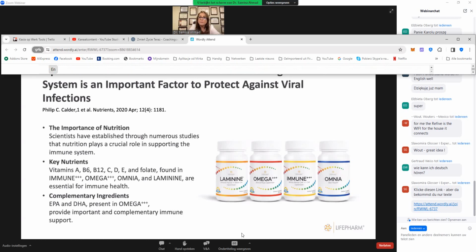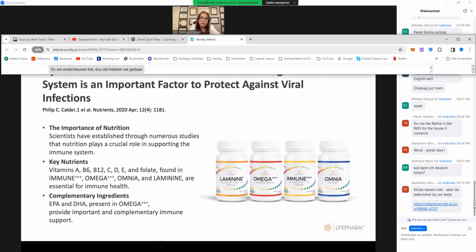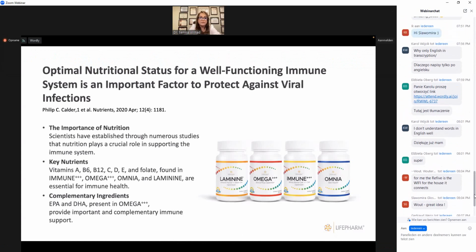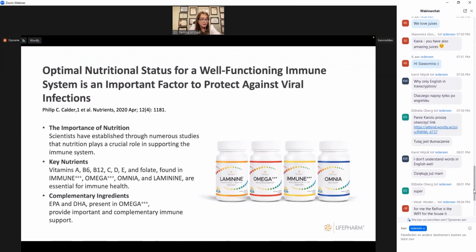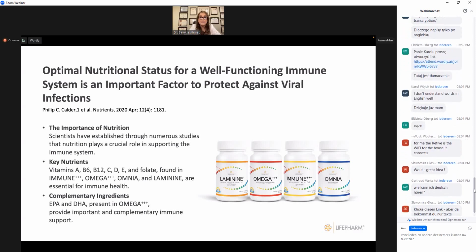So we have Laminine, Omega, Immune, and Omnia, and they have the good fats. They have DHEA as well, which is so good for our bodily functions. And try to incorporate these. And like I said, Revive would be that, which has everything. It doesn't have Omnia, so Omnia has to be taken separately.